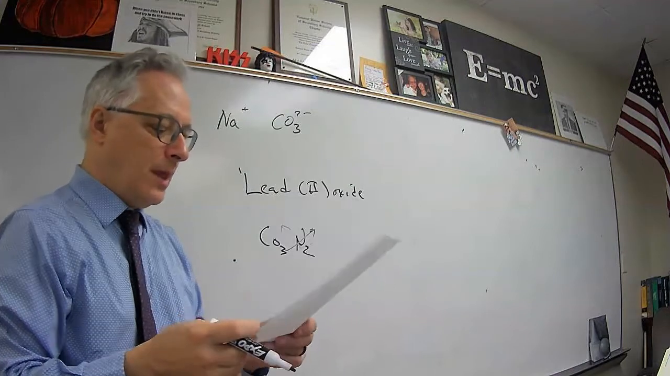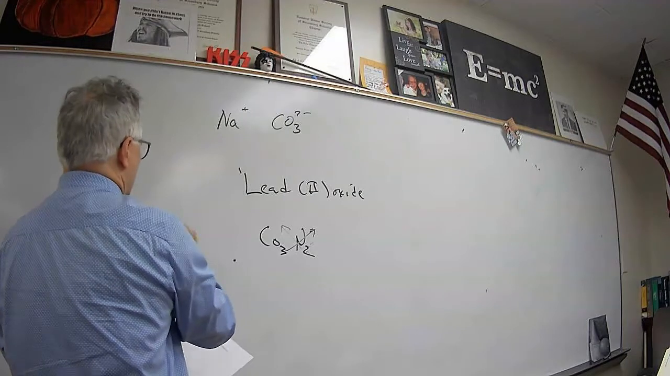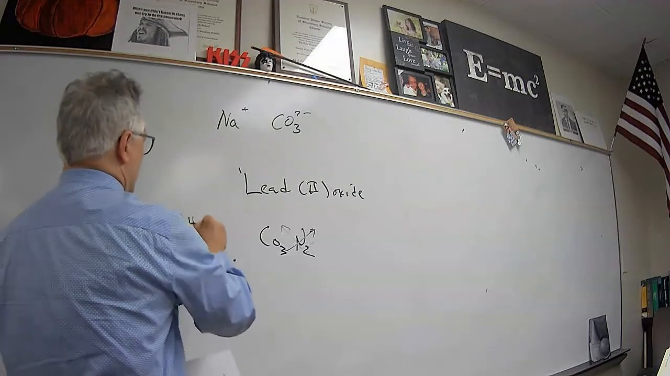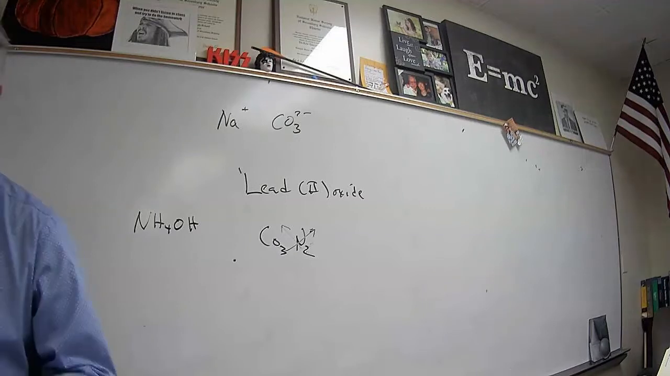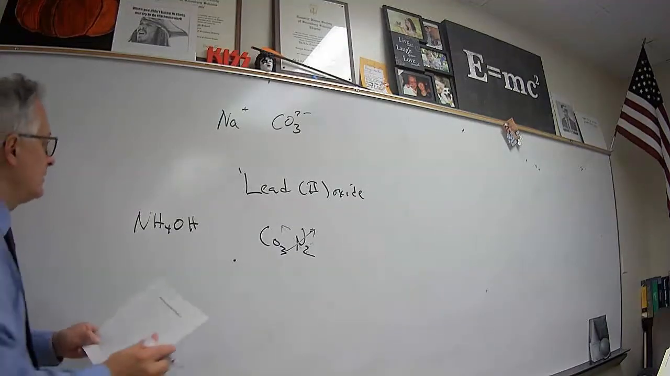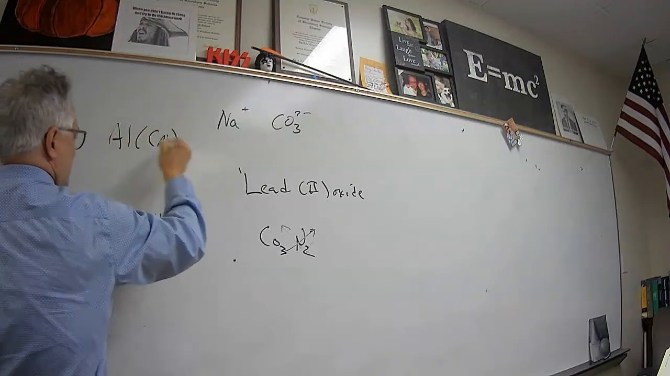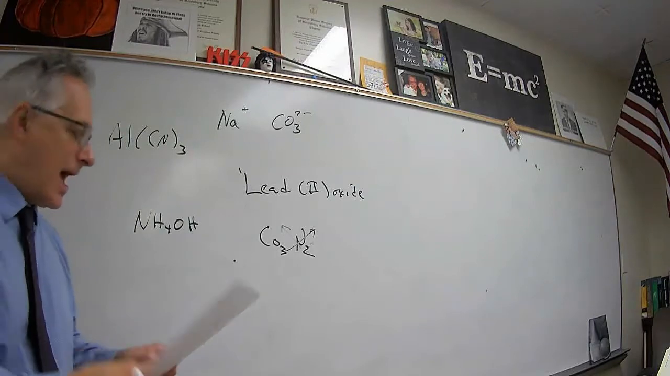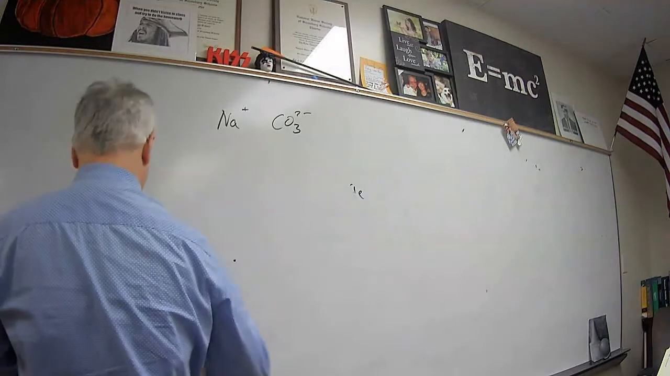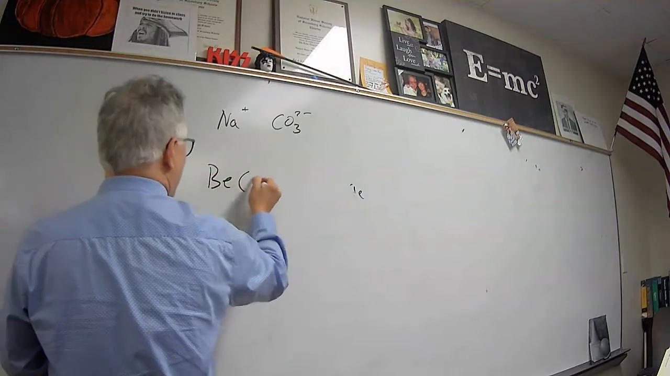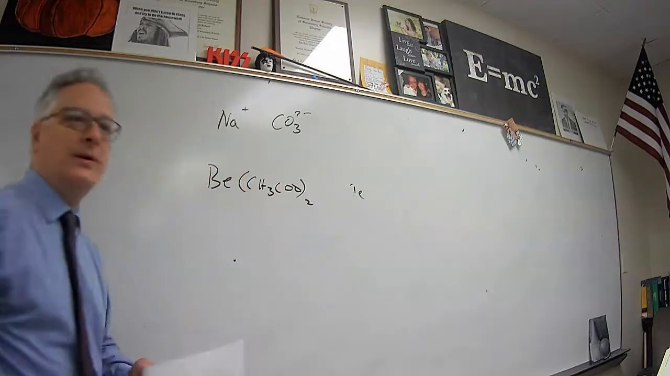Good question though. How about we have our old friend with 2 polyatomic ions? What are we going to call that one? Ammonium hydroxide. Good, Layla. It's one of my favorite ones. Aluminum cyanide. Now, this last one. Beryllium, and then I had this in parentheses. What are you going to call that?